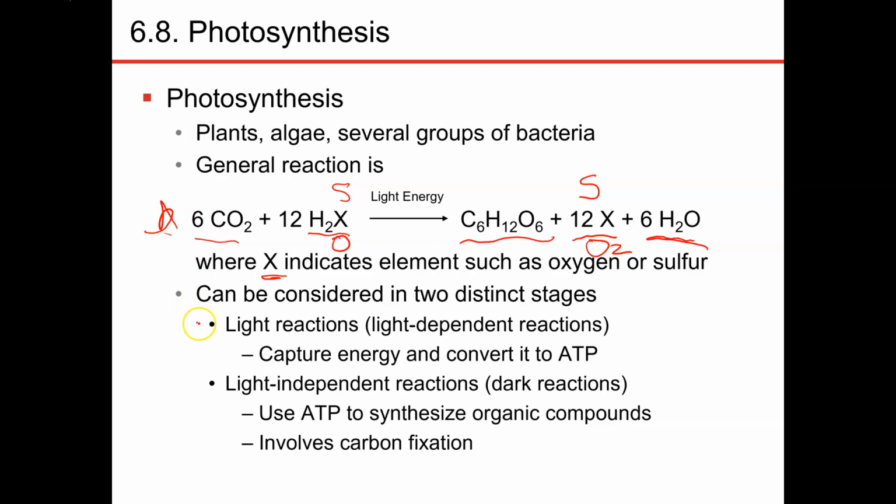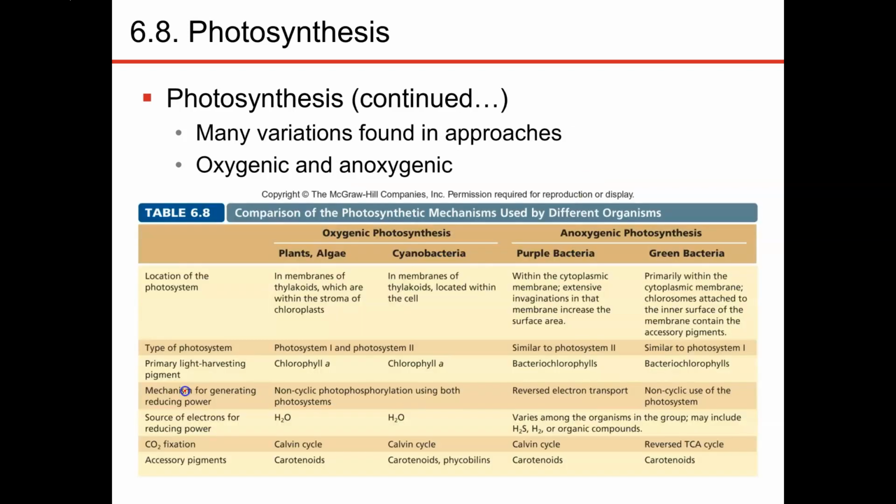Photosynthesis can be broken down into two major groups, the light reactions and light independent reactions. And this is just a table that goes into discussing different types of photosynthetic organisms. So we have our oxygenic and then our anoxygenic. So anaerobic bacteria are going to photosynthesize differently than aerobic bacteria. We're going to focus on aerobic bacteria, but I will give you a little bit of information on anaerobic processes as well.